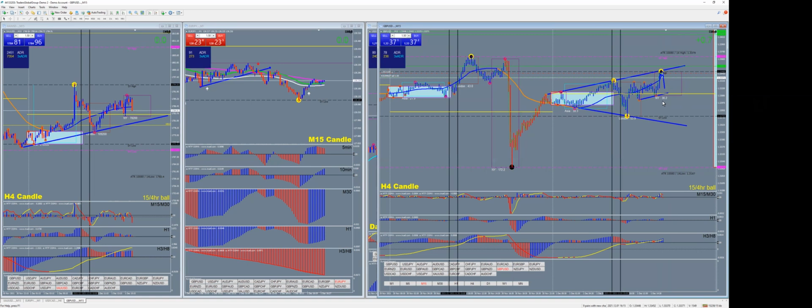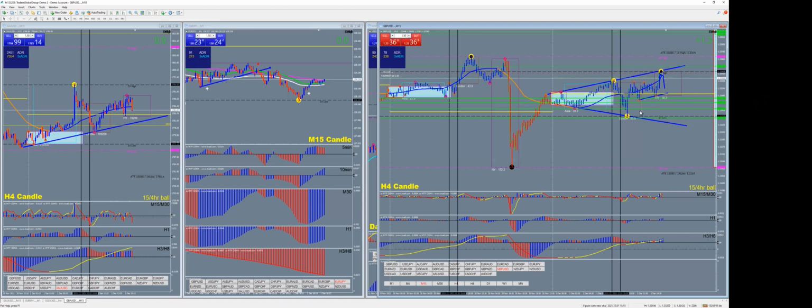Because the theory is anybody that went long on here would have stops there. They would have stops probably there, and some may even have stops right here. So it makes sense. And the Asian low, yeah, the Asian low right there. So if they want to come back, they can take all these stops.